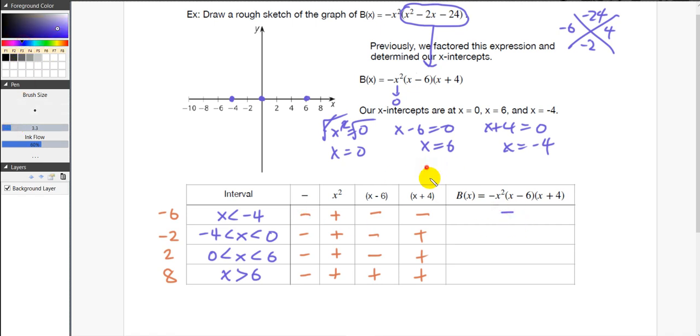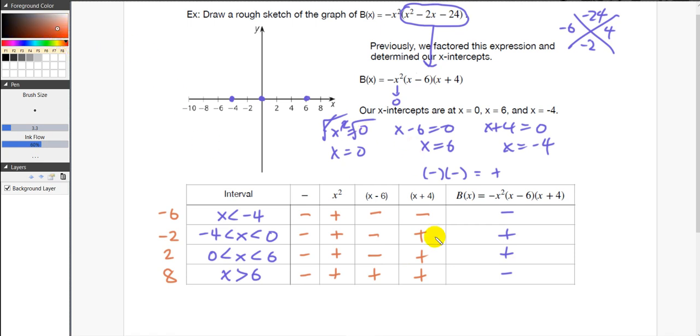So I'll leave that there if you need to see that. Negative times negative is positive. So you're multiplying a positive times positive times positive, so the output is positive. This one is the exact same thing. It should be positive. Now this one, if you multiply a negative and 3 positive numbers, your output is going to be negative. So now all we've got to do is sketch.